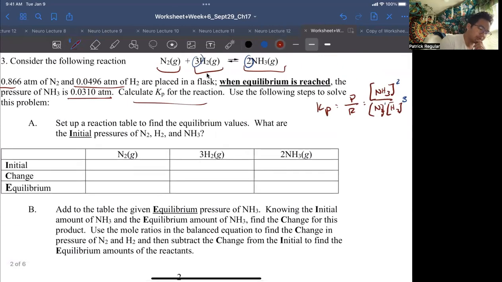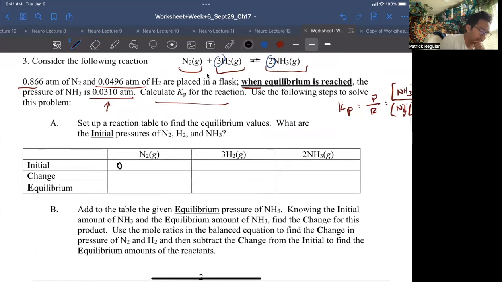That's right, when equilibrium is reached, they give us the final concentration. So for our initial concentrations for the reactants, we have 0.866 atmospheres, 0.0496 atmospheres. And then our final product is 0.0310 atmospheres. Given the situation, you can assume that there's no product left because we just put the 2 reactants in the container we have. In this case, it's a flask.